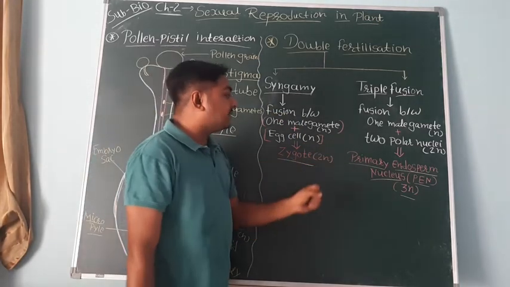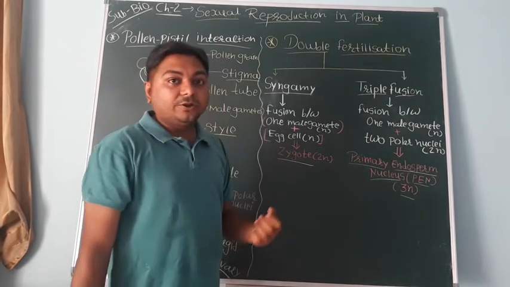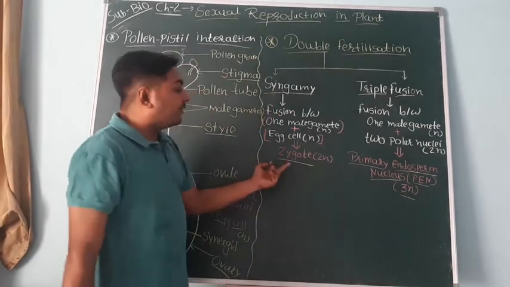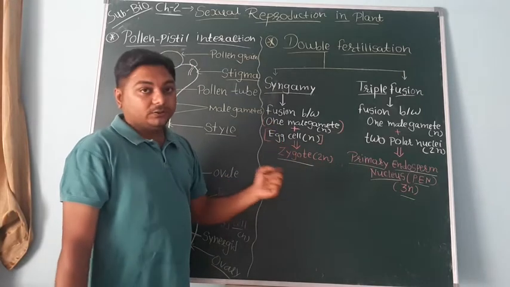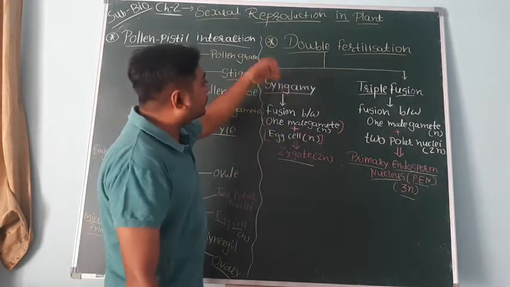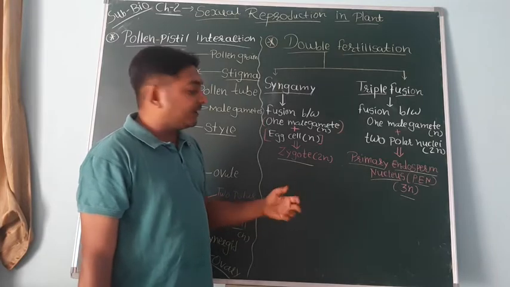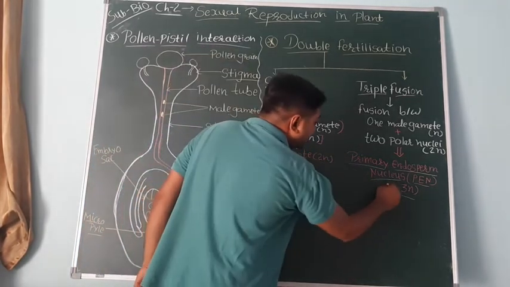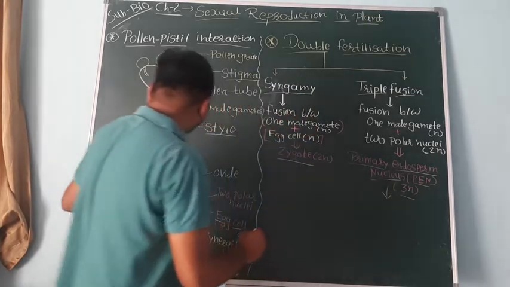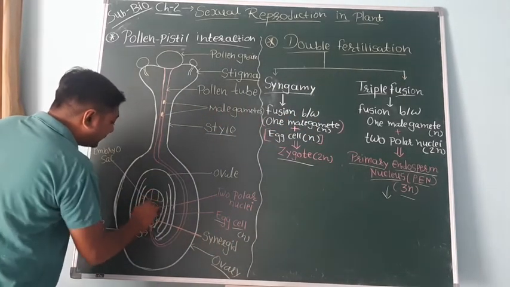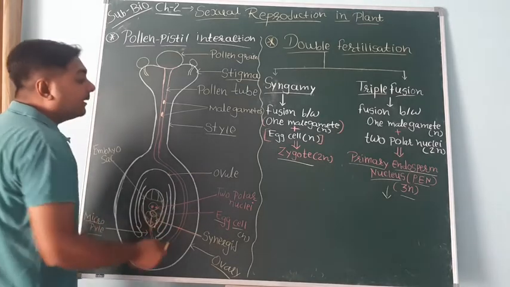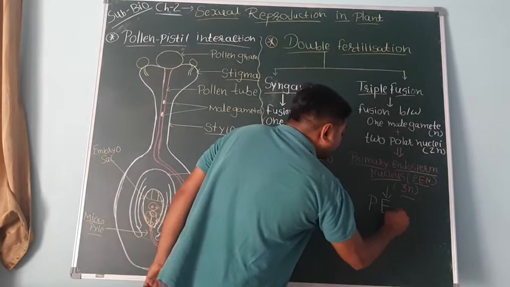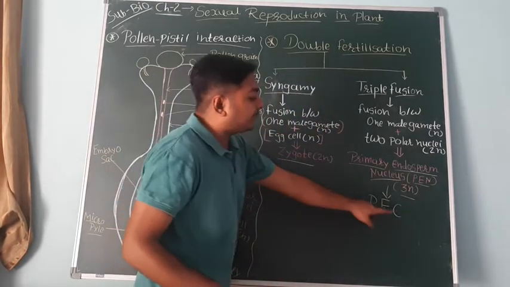You can ask the question, what is the ploidy of PEN? You can say it is triploid, 3n, and the ploidy of the zygote is diploid, 2n. These are the products of double fertilization. What are the products of double fertilization? Zygote and PEN. PEN is a nucleus, but the central cell after the fertilization process becomes PEC, which means primary endosperm cell.